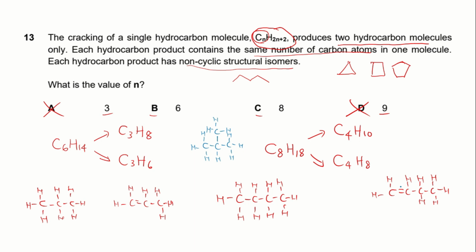Now, I'll draw a few structural isomers of C4H8, the alkene. The first one that I drew was but-1-ene. We can draw but-2-ene. This is but-2-ene. Let me draw another structural isomer of C4H8. This is another structural isomer of C4H8, 2-methylpropene. So our answer is C.